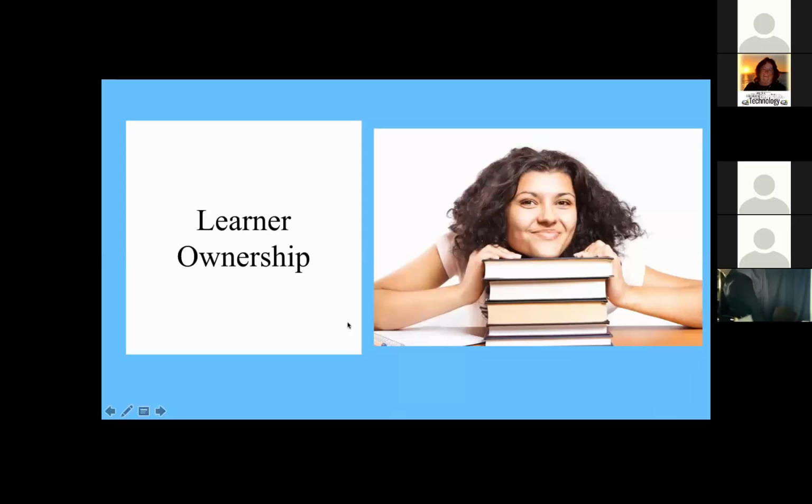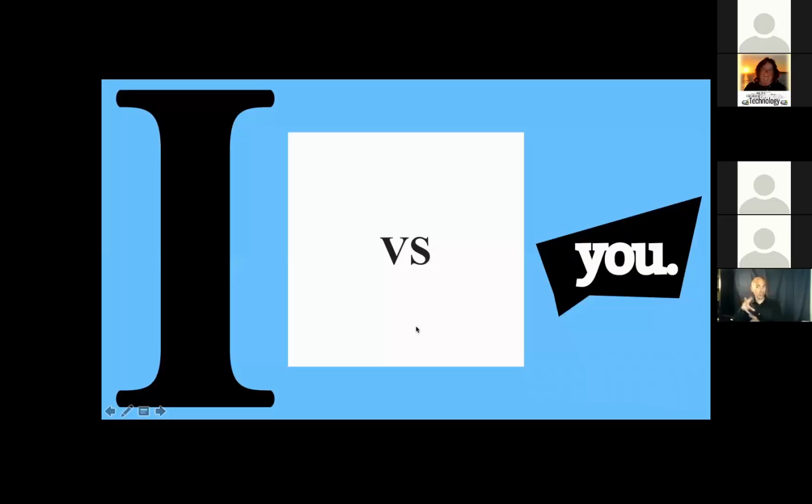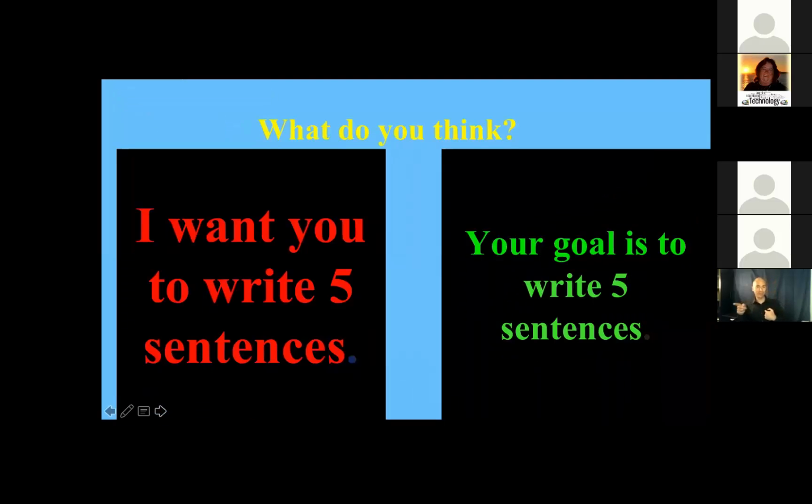Okay, so I want to move on to another element. And this one is about learner ownership. It's something that I encourage my teachers to do: allow those learners to own their own learning. I call it the I versus you. One of the things I see a lot when I'm reviewing lessons and content is that as teachers, we tend to write assignments and content using the I, right? Because we're writing and we want that voice to be out there. I want you to write 5 sentences, and that is the task, right?